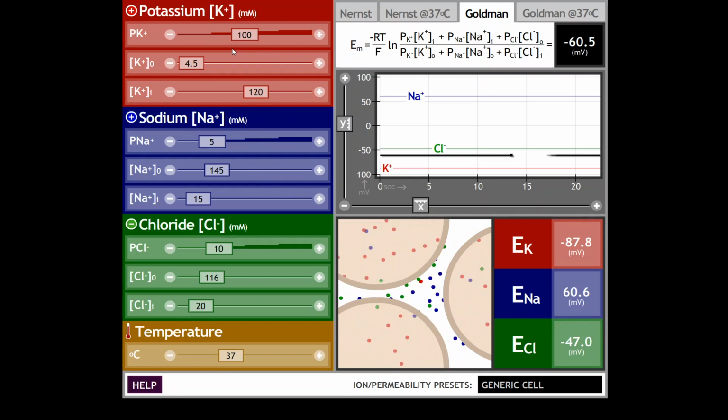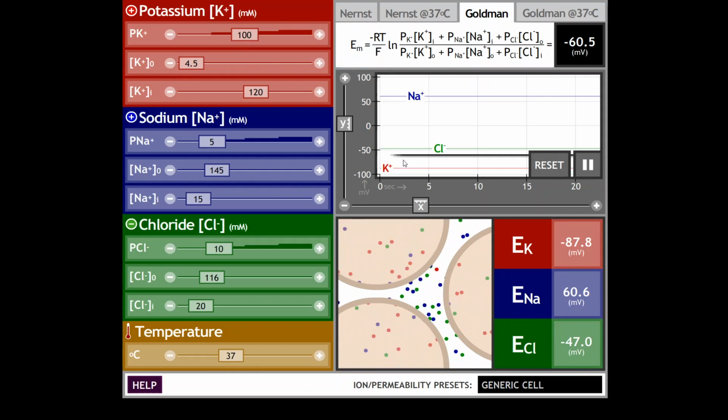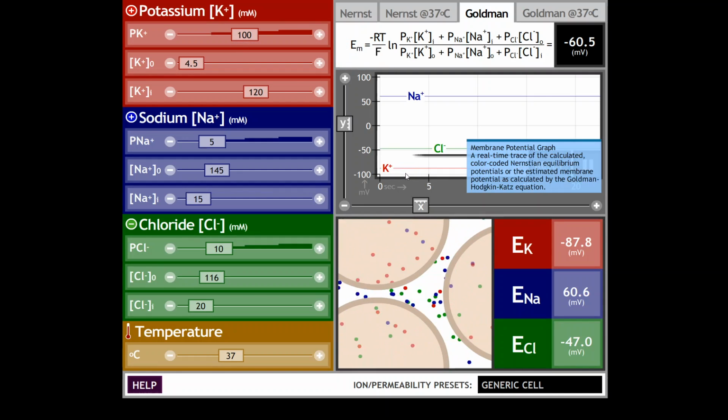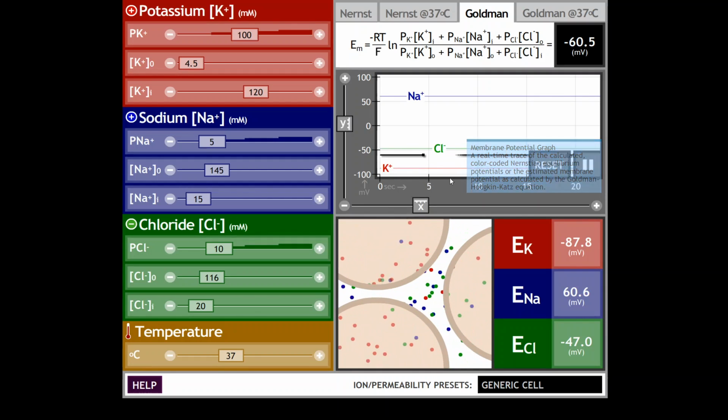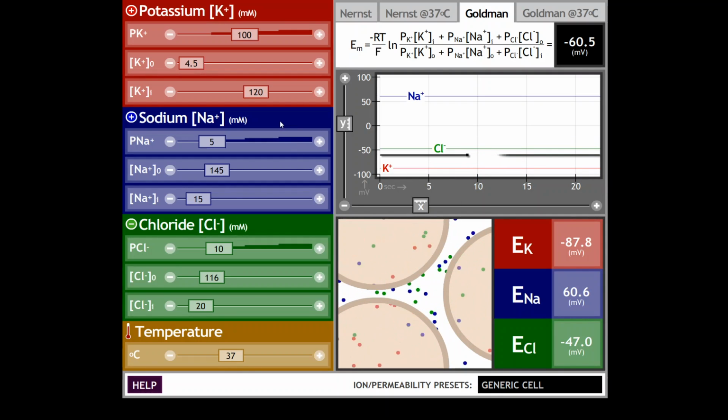So right now, because again, the potassium channels are the ones with the highest permeability, the membrane potential is closest to, or is negative due to that. And then chloride just happens to be in the middle, and so that's why it shows up there. And so we can see what would happen.